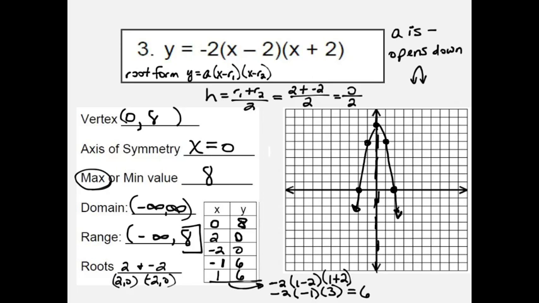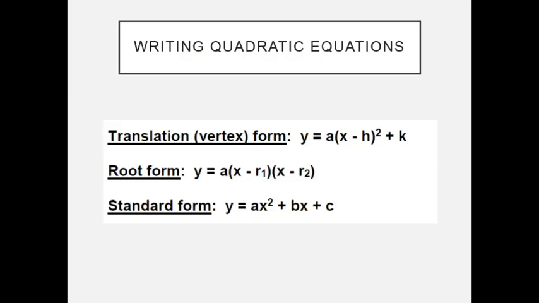So we're going to now go on to writing the equation of the line given some points on the graph in either roots or a vertex. Okay. So we're going to write the equation, and we have to know these forms. We have to know the vertex form and the root form and standard form. We're really going to use the first two for this exercise, not the third one.